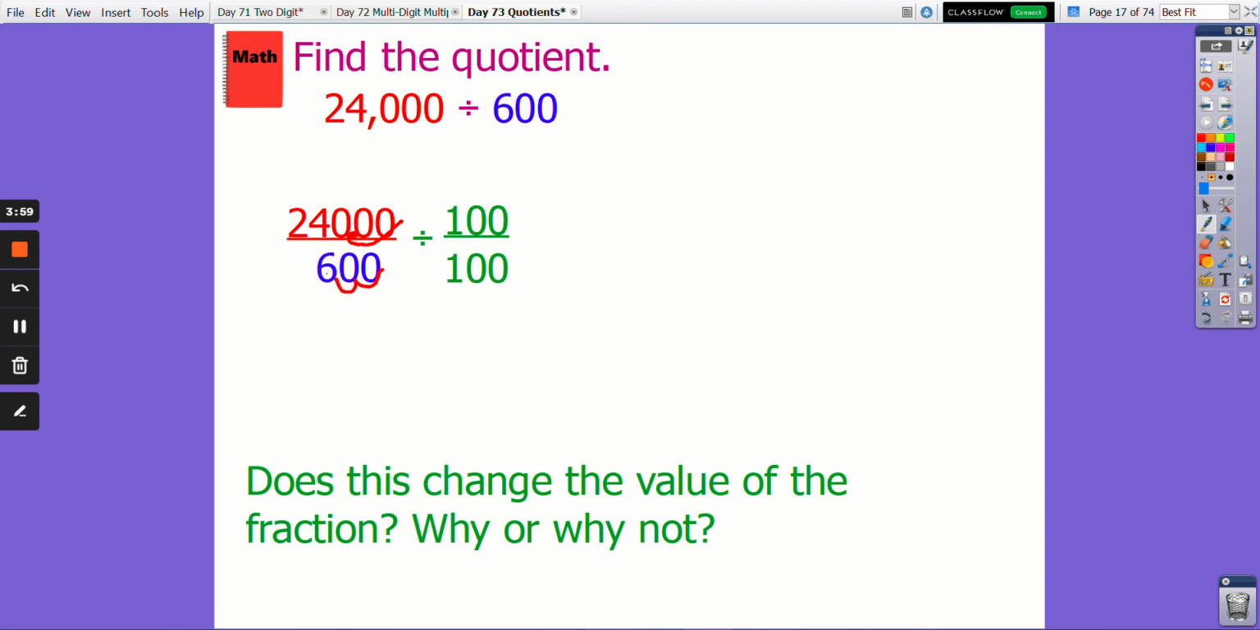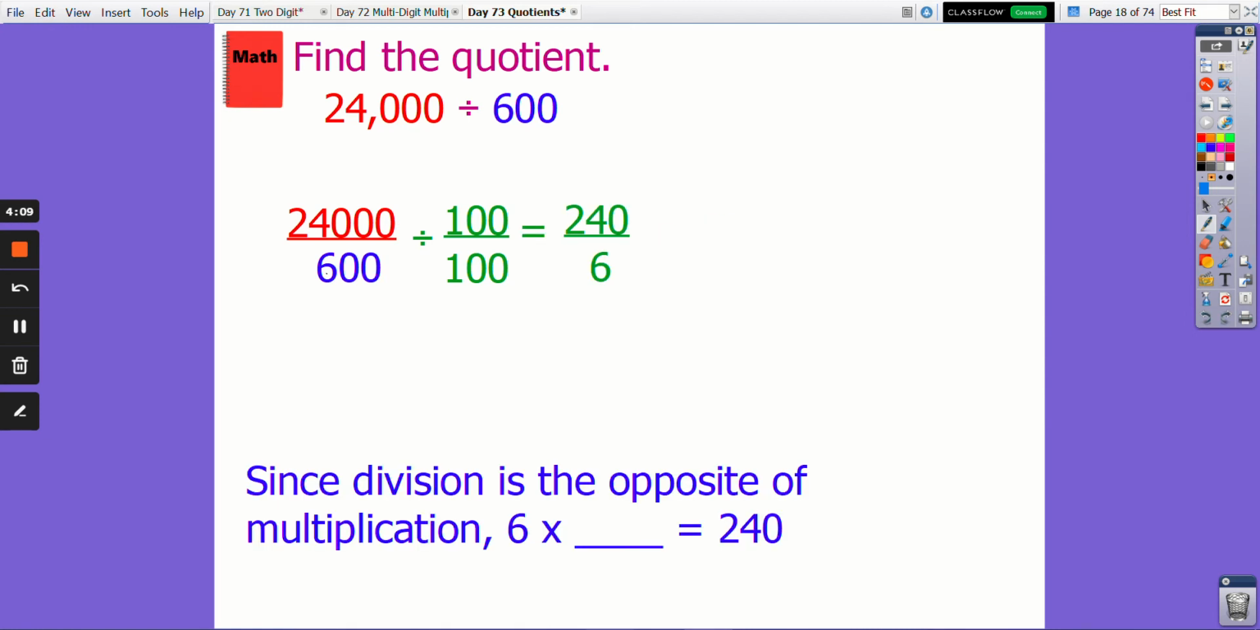So this changes to 240 divided by 6. That's a little bit more manageable. Now let's look at this. We could think about our fact families. We can think about the opposite of division as multiplication. So we need to figure out 6 times what is 240. Well, let's look at this multiplication fact: 6 times what is 24? Hopefully you're thinking 4, and then we have an extra 0. So when we divide this, we end up with 40.